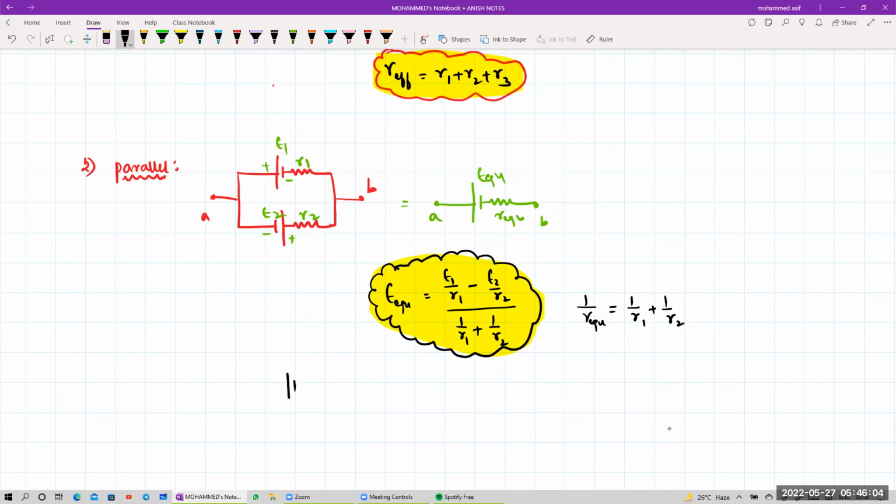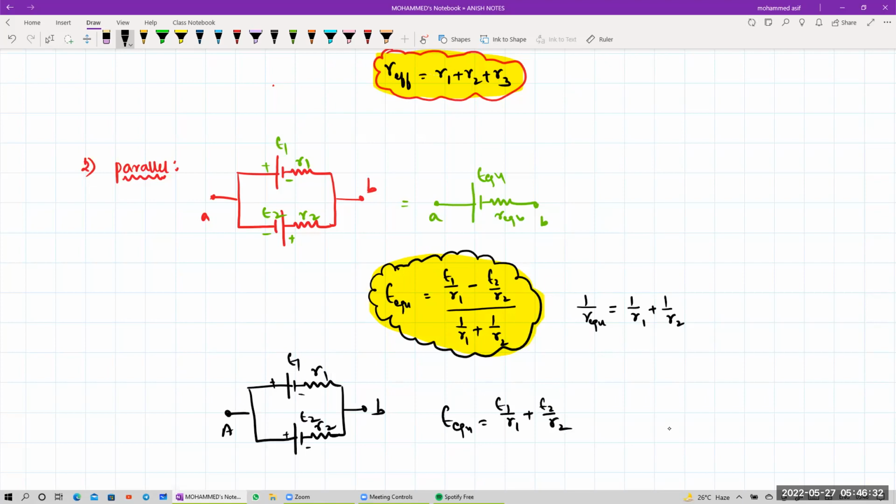Like say if this is a positive terminal like this here. This one is positive, this one is negative. And this is terminal B, and this is terminal A. This is positive, negative, positive, negative. This is your R1, this is your R2, this is your E1, this one is your E2. That means E equivalent will be equal to E1 by R1 plus E2 by R2 divided by 1 by R1 plus 1 by R2.